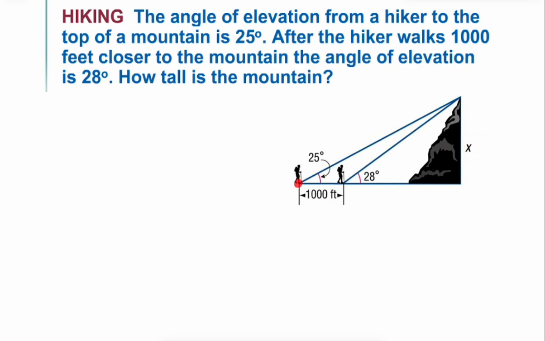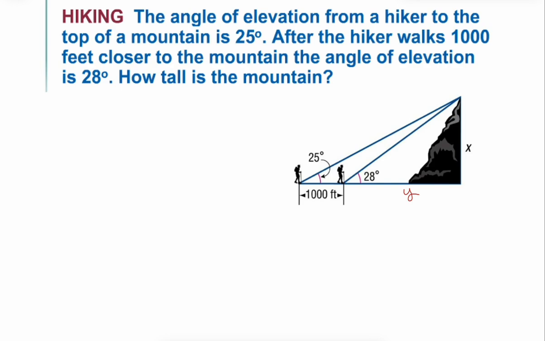The hiker was here. They walked in 1,000 feet. That's why we have 1,000 here. And then we put the angles in their appropriate location. I am going to add one thing to our triangles. Could you please make this a y? And that is the distance from here to under the summit of the mountain.